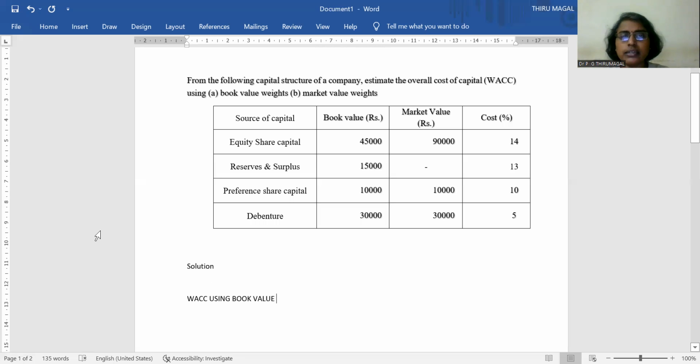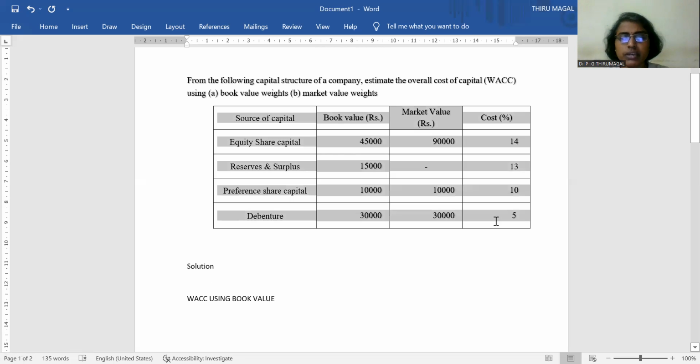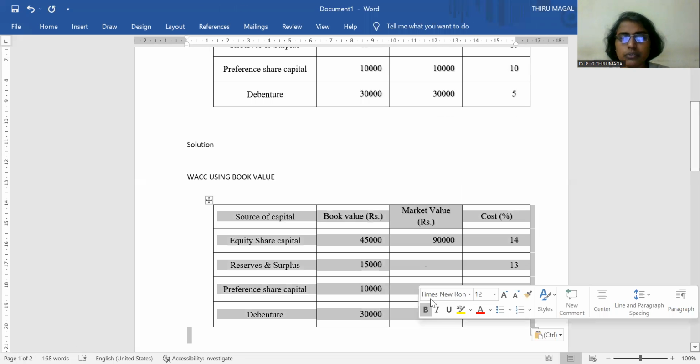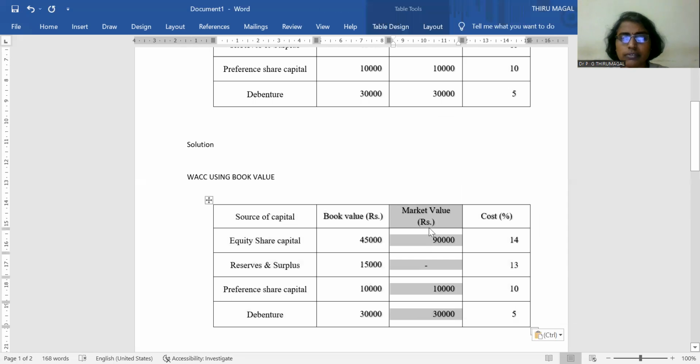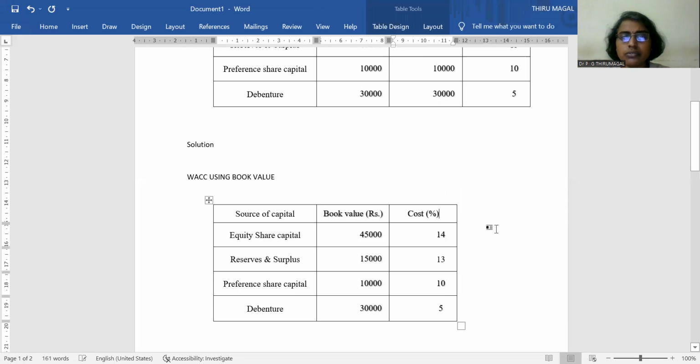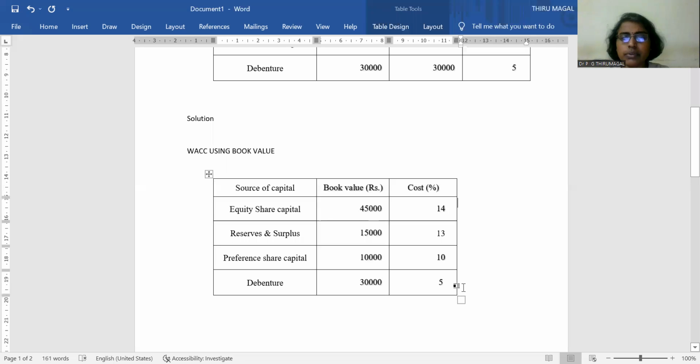First, whatever data is given in the problem, the same thing we can use. Only the book value data alone we can use here. So book value, we'll delete the market value as of now. Now the data is the source of capital, book value, as well as cost. The next step will be, we need to find out the total of all the book values together.